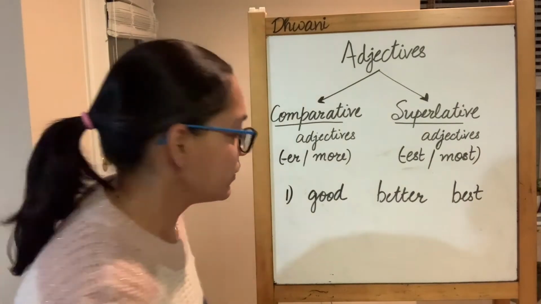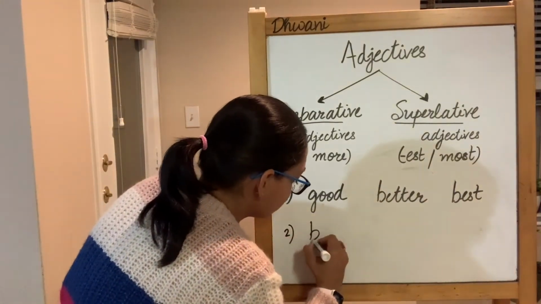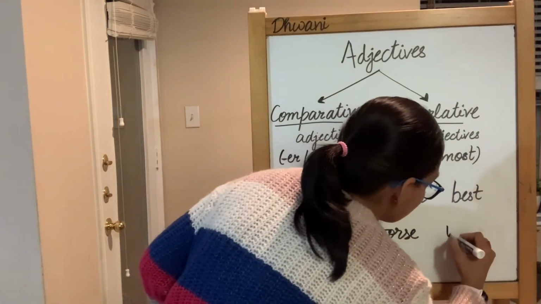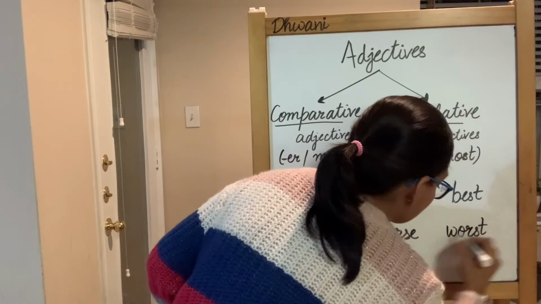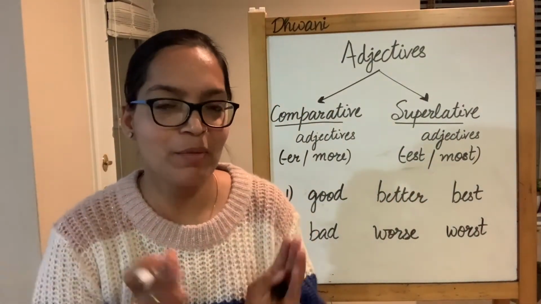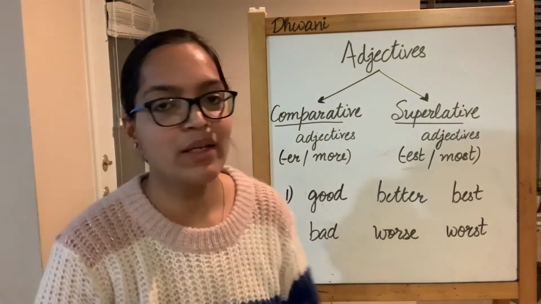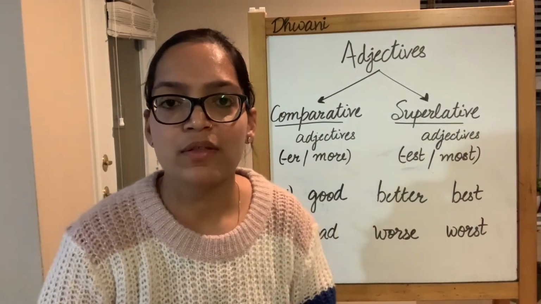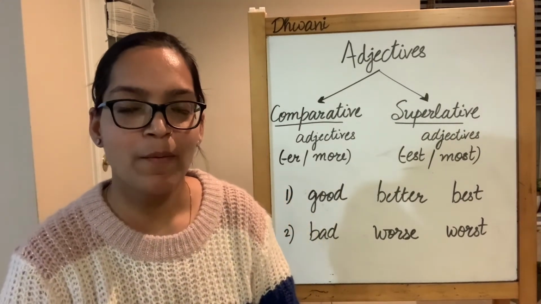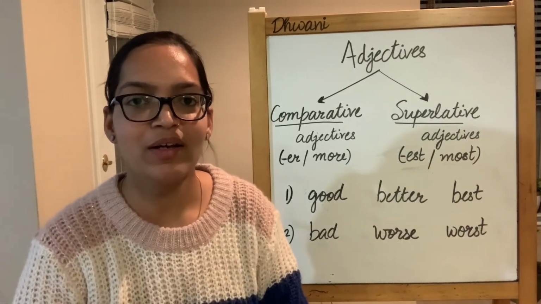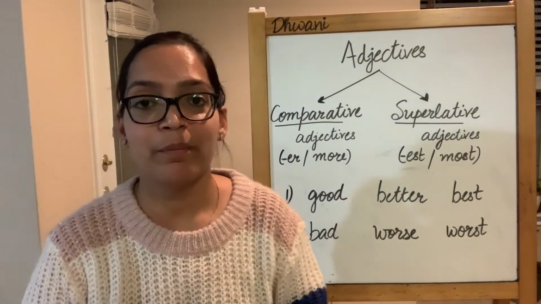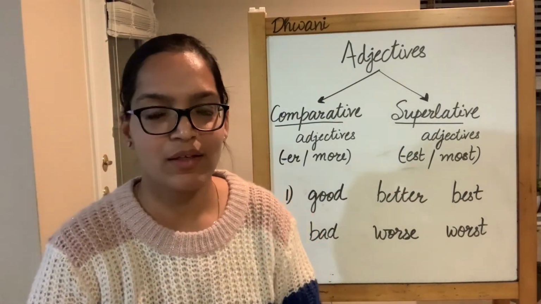Let's take one more example. Bad. That's a bad bug. So you're describing the bug as bad. And when you're comparing, say the caterpillar is worse than the beetle. So you're comparing and using the adjective bad. In the comparative form, the adjective bad turns into worse. So we say the caterpillar is worse than the beetle.